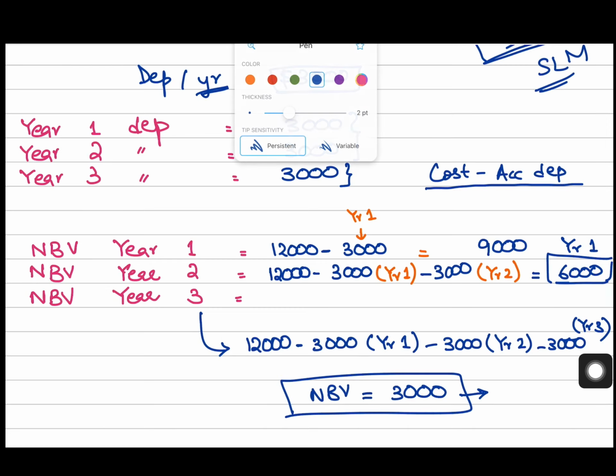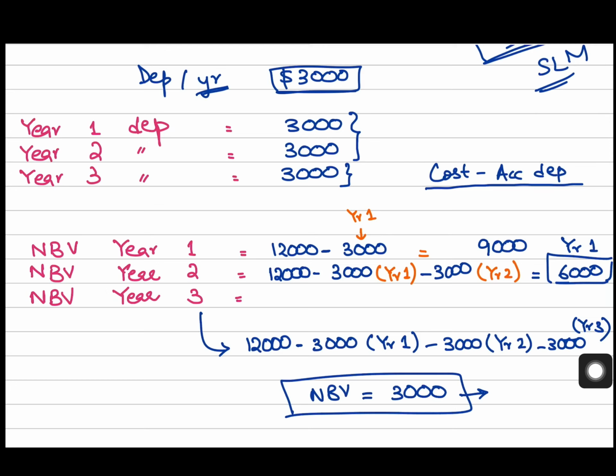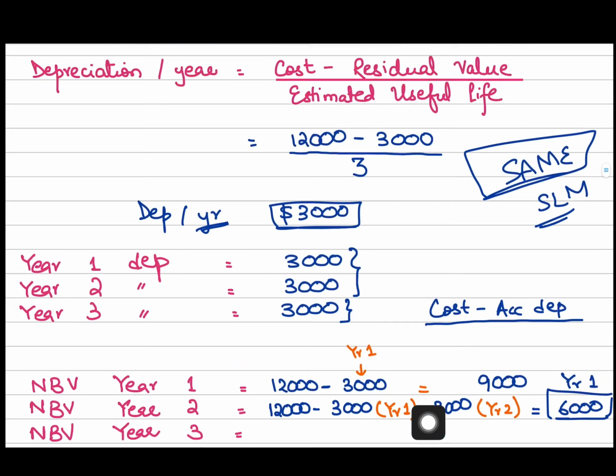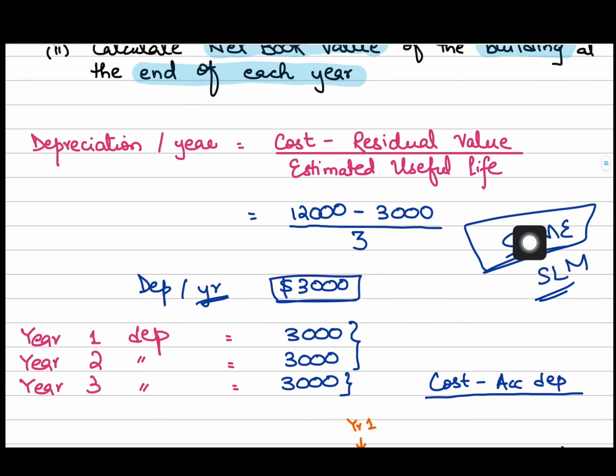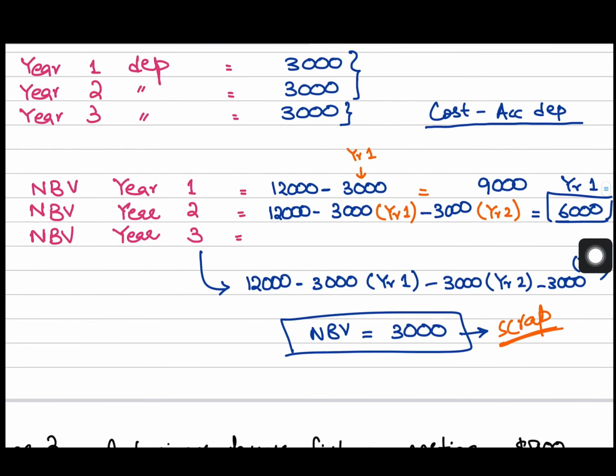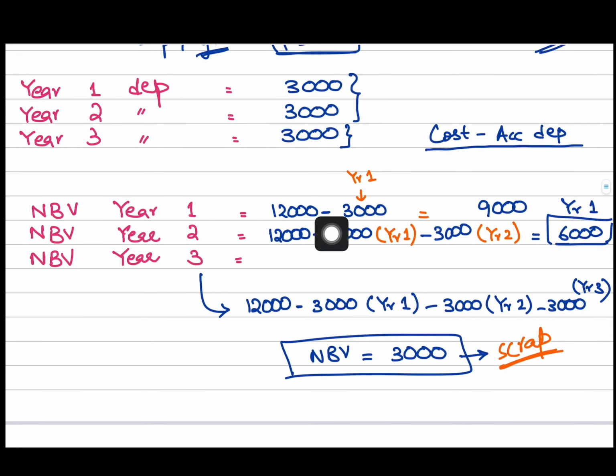This is the same value which the business estimated at the time of purchase, that this value might be recovered at the end of its useful life. So this is the scrap value. This is the value which we subtracted in the beginning when we were calculating depreciation. Okay, so this is how we calculate the net book value. It is very simple, just cost less the accumulated depreciation from the year of purchase till the current year, and then we'll have our net book values.